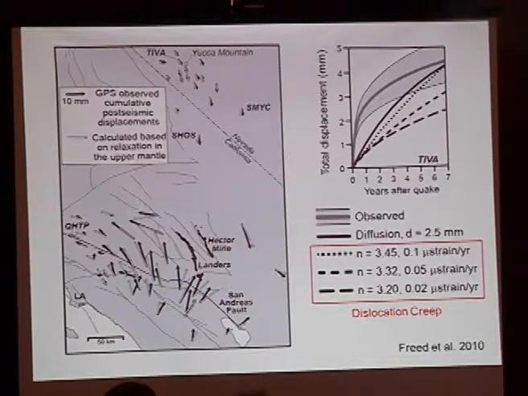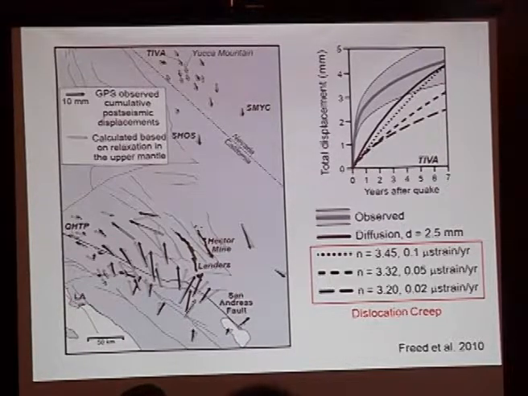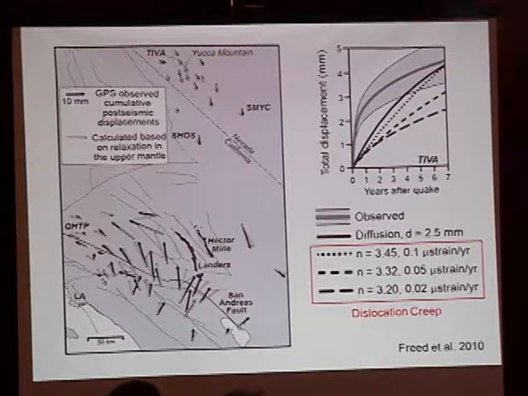The black ones are observed cumulative post-seismic displacements 7 years after Hector Mine, and the white ones are models which include just the post-seismic creep component. It's the cumulative displacement and the azimuth of that. And you can see it works pretty well.